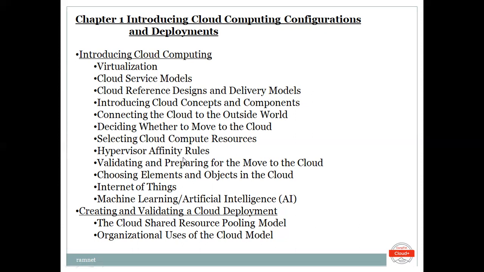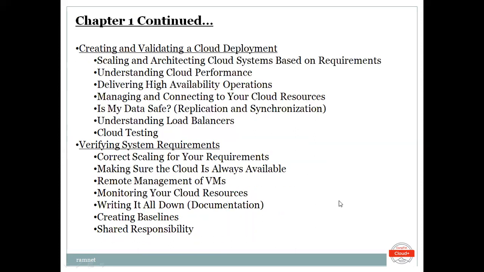Hypervisor affinity rules. This is about whether we will be using the hypervisor or VMware ESXi or something. Validating and preparing for the move to the cloud, that is for migrations. Choosing elements and objects in the cloud. Internet of Things, IoT, is also covered. Machine learning and artificial intelligence, this is a very hot topic. It's talked about in every other cloud model. Creating and validating the cloud deployment. Cloud shared resource pooling model. Organizational uses of the cloud model. And scaling and architecting cloud systems based on requirements.